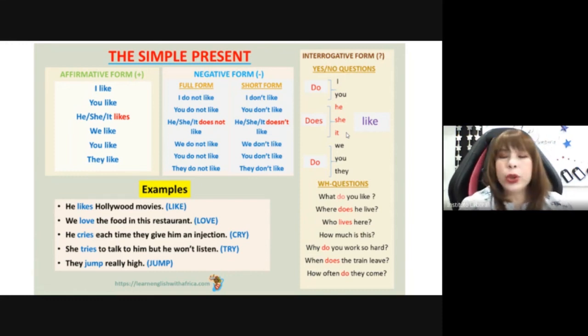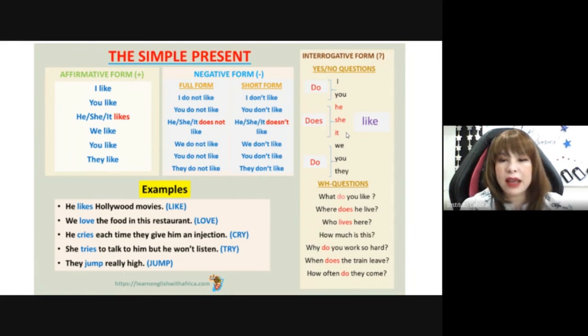So, what do you like is asking for a thing. What do you like? I like ice cream. Where does he live? I'm asking for a direction. He lives in San Cristobal. Who lives here? Maria lives here. How much is this? This is $20. Why do you work so hard? Because I want to be an entrepreneur.